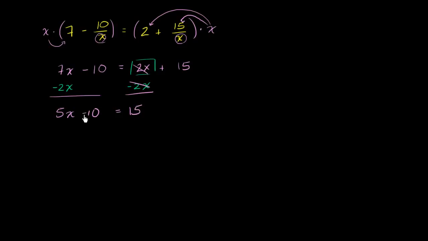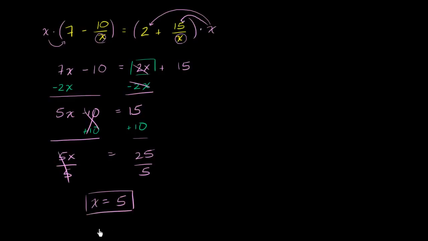Now we can get rid of this negative 10 by adding 10 to both sides. I like that green color when I do stuff to both sides. So I can add 10 to both sides, and I am left with 5x, these negate each other, is equal to 25. And this is the home stretch. You see where this is going. You can divide both sides by 5. And we are left with x is equal to 5.